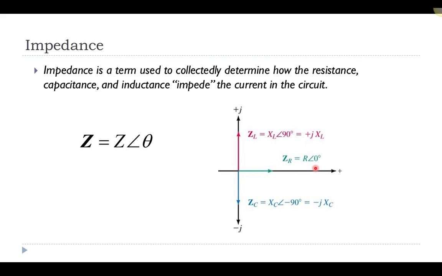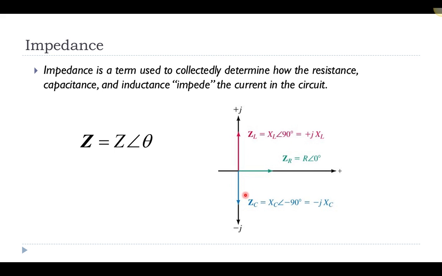We have resistive impedance, and we can write that as just the resistance, and then it has an angle of 0. That angle of 0 is because, of course, the current through the resistor and the voltage across the resistor are in phase with one another. We can write the impedance for an inductor as the inductive reactance with an angle of 90 degrees. The angle of 90 degrees tells us that when you're looking at an inductor, the voltage across the inductor leads the current by 90 degrees.